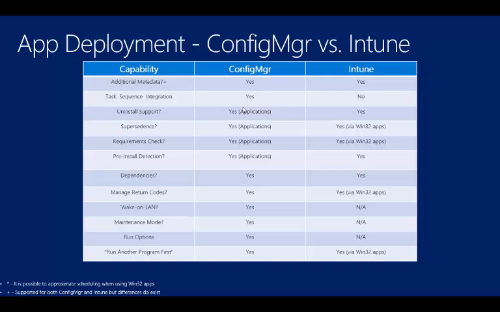In terms of task sequence integration, right? I didn't put these in any particular order as I went through building out the list. Certainly in Configuration Manager, absolutely you can have task sequence integration with your app deployment. You can use a task sequence just to deploy a series of apps, right? And there's other little things around that. So absolutely supported. In Intune by itself, the answer is no, right? Intune has no concept of task sequences.